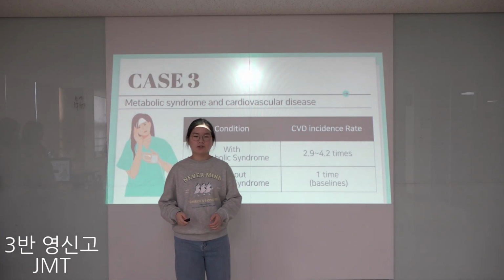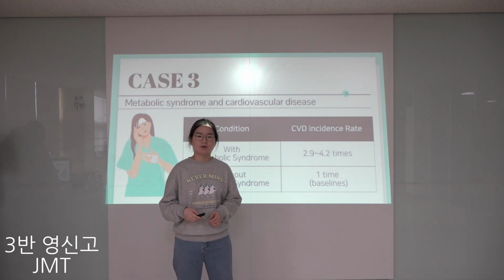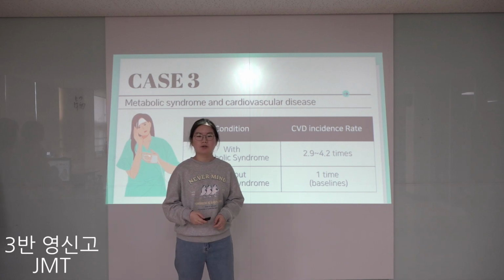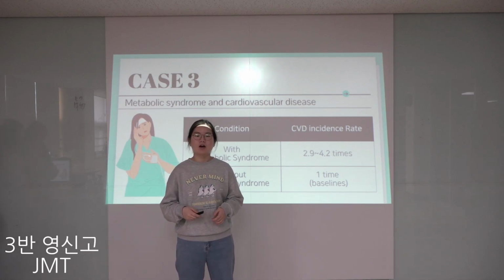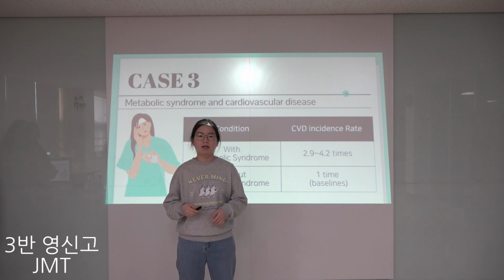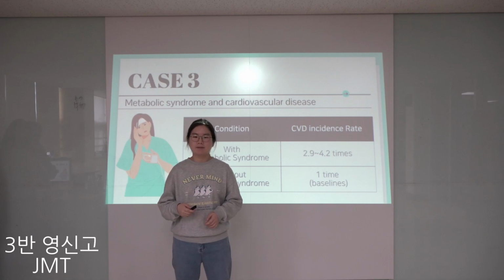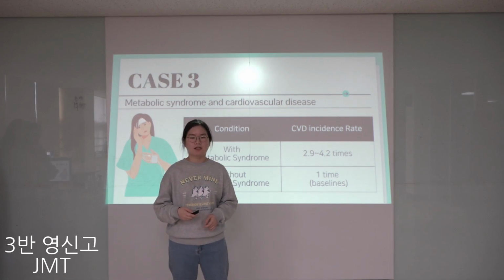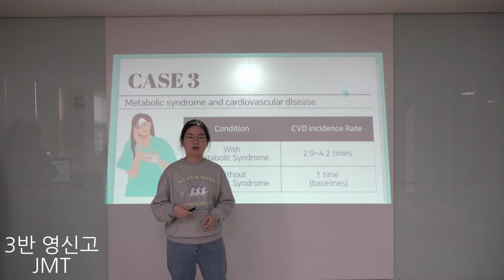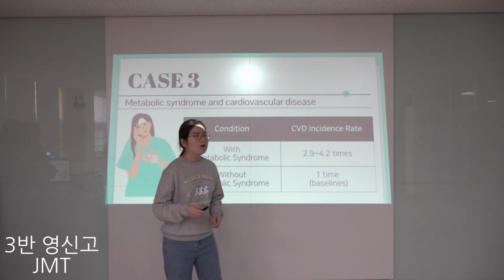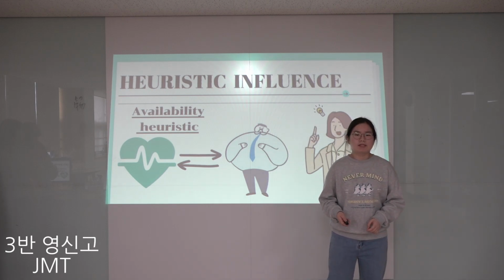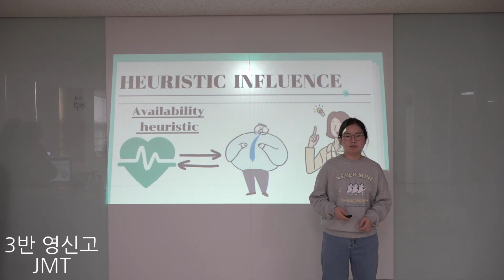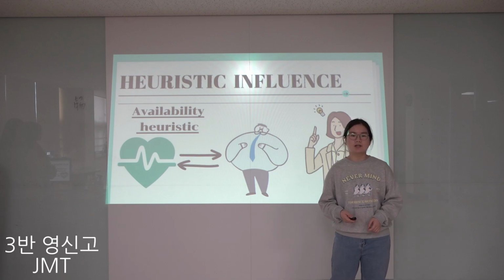For a smooth understanding, we will explain the terms first. Metabolic syndrome is a condition in which dangerous adult diseases occur in one person, and cardiovascular disease, abbreviated as CVD, is a disease that occurs due to a problem in the heart or blood vessels. One paper suggests that metabolic syndrome is an important risk factor for CVD incidence and death rate.